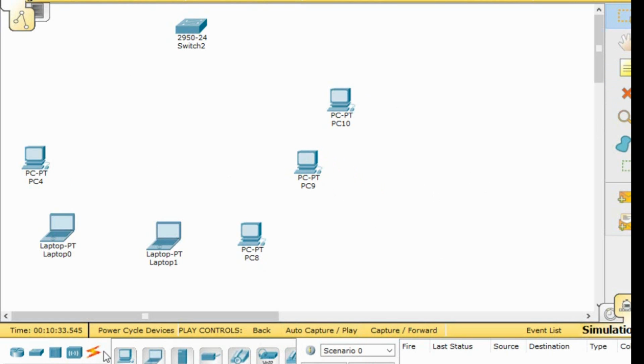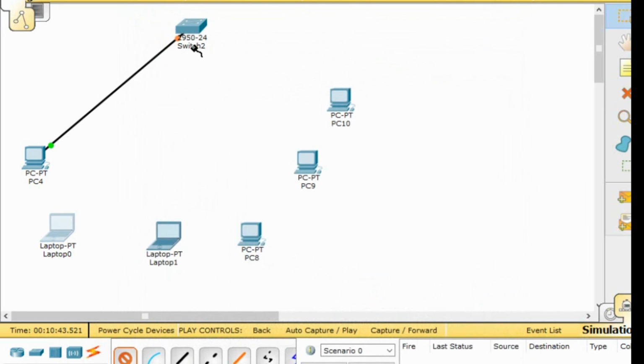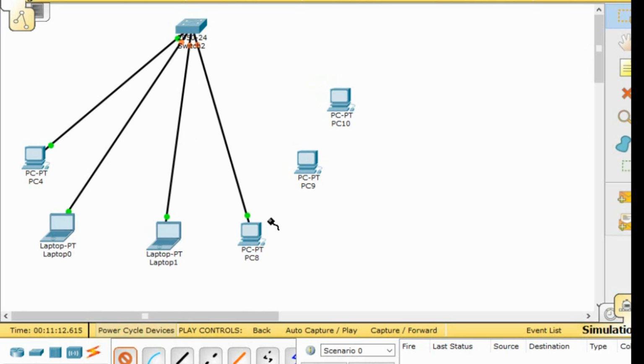So get the cable. I'm going to get this one connected. Get this cable connected. Get this cable connected. Get this cable all the way connected here. Get this cable connected here. This cable connected here. So now, what is broadcast?